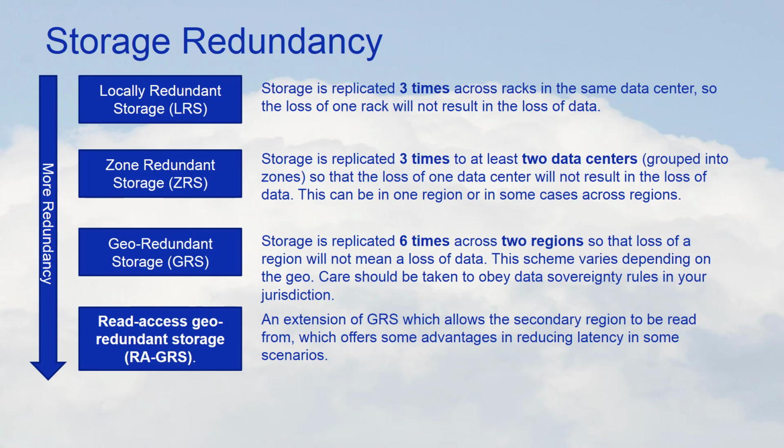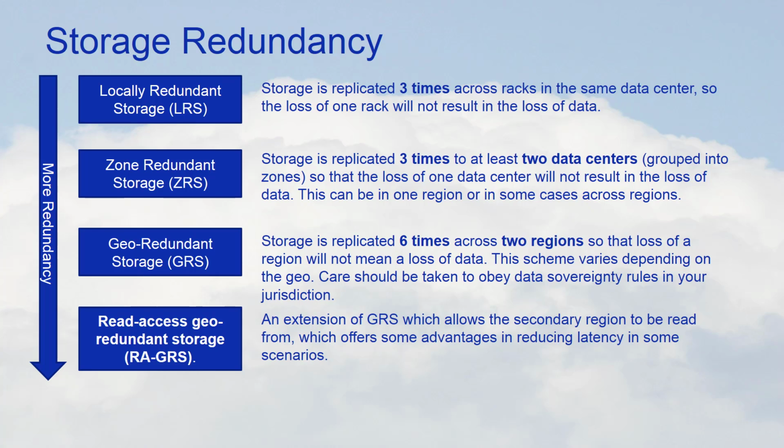Data centers come in pairs, and those pairs are called zones. Some zones actually have 3 data centers in them, but the majority are in pairs. And so if you want storage to be replicated across 2 different data centers, and data center pairs are always at least 301 miles apart, then you have a scenario where the data is stored 3 times, and the loss of a data center won't result in the loss of your data.